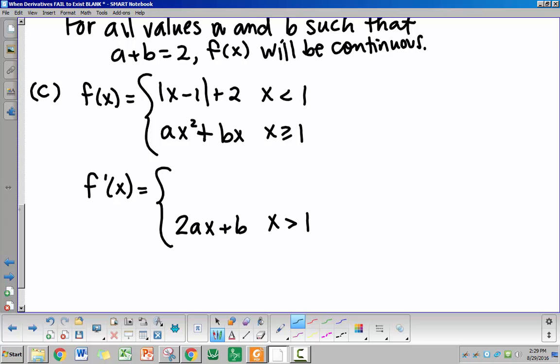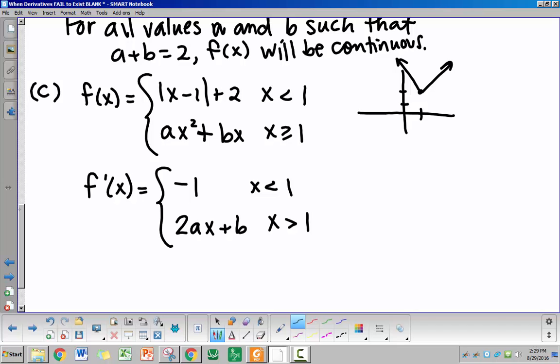Let's talk about the absolute value function here. Where's the break? At 1. So what is it doing? At 1, it's shifted to the right 1 and up 2, and does this, right? What's the slope on the left of 1? Everybody agree with that? And so that's going to be negative 1 for x less than 1.